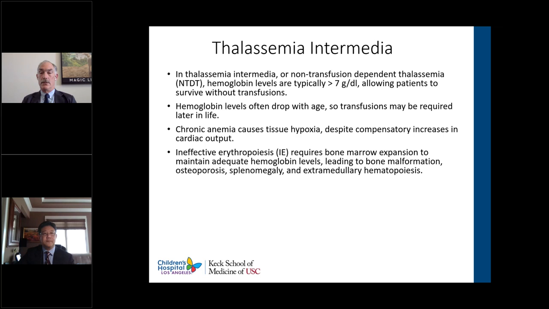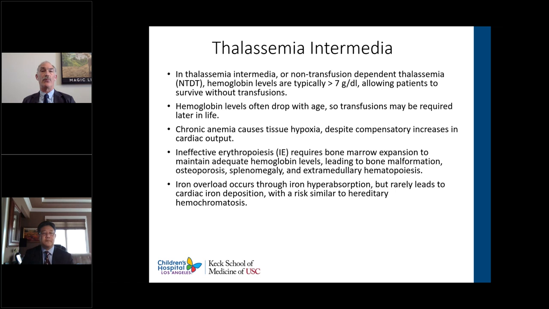In addition, the activity of these red cell precursors leads to suppression of the iron counter-regulatory hormone hepcidin. And this causes constitutive iron absorption from the diet, producing a condition that is completely analogous to hereditary hemochromatosis that ultimately will lead to not only liver iron deposition, but also cardiac iron deposition, usually in the 30s or 40s.